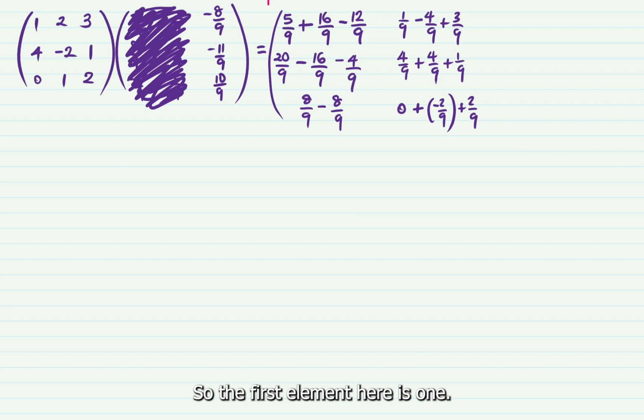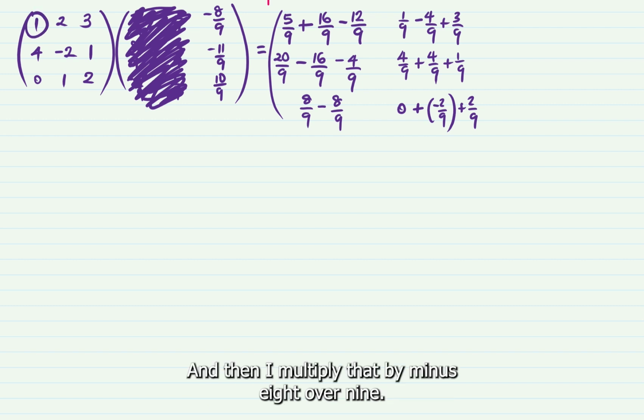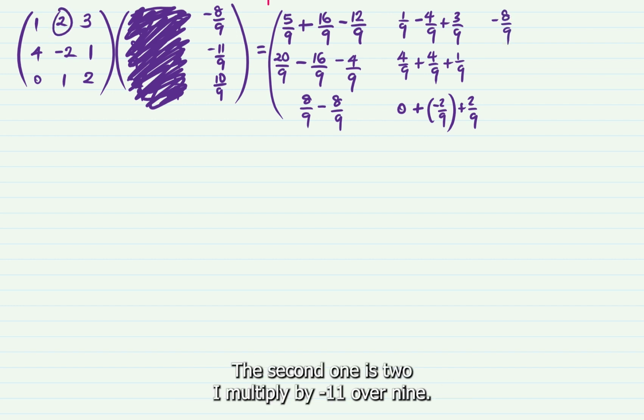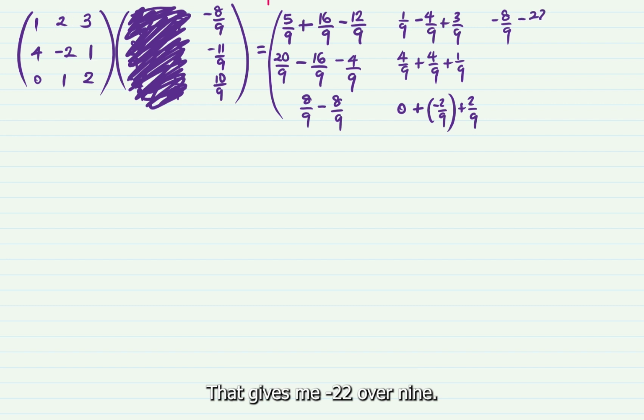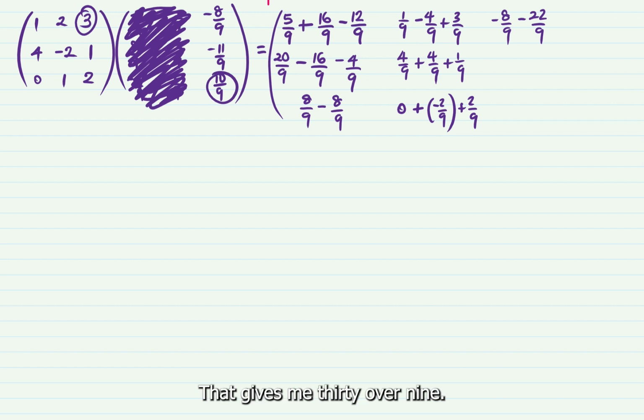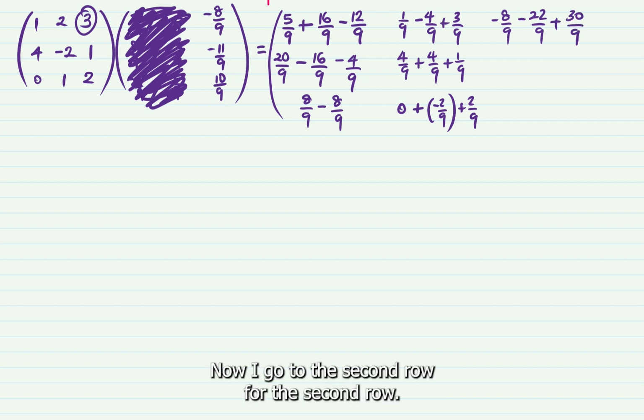Okay, so the first element here is 1, and then I multiply that by -8/9. That gives me -8/9. The second one is 2. I multiply by -11/9. That gives me -22/9. The third one is 3. 3 times 10/9. That gives me 30/9. Now I go to the second row.